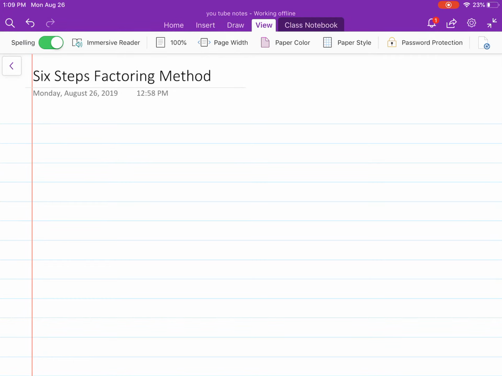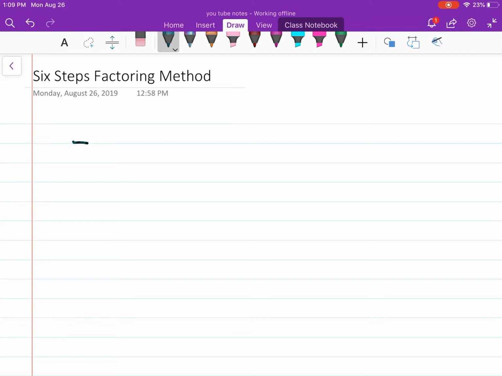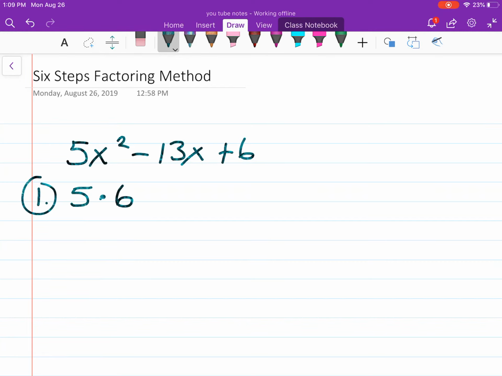Okay, so the first problem that we're going to do is 5x squared minus 13x plus 6. All right, step 1 is you're going to multiply the first term and the last term together and get 30. First term and last term. Step 2, you're going to make a chart.